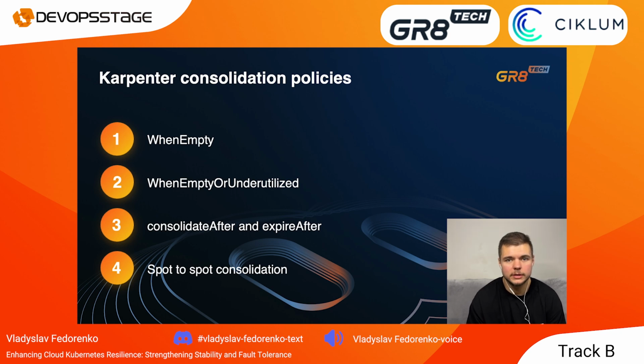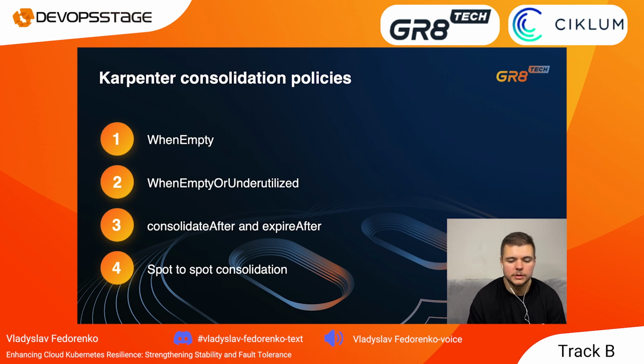Expire after is a security feature for consolidation. You can set the expiry, for example, to 1 week, and every week Karpenter will replace your nodes with new ones. That is very useful if a new node image was released or new vulnerabilities were found in the previous one, and you will always have fresh nodes running inside your cluster.